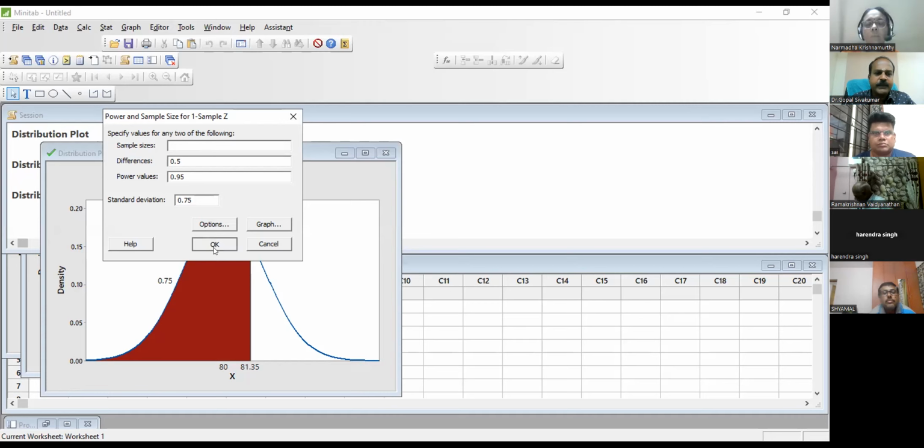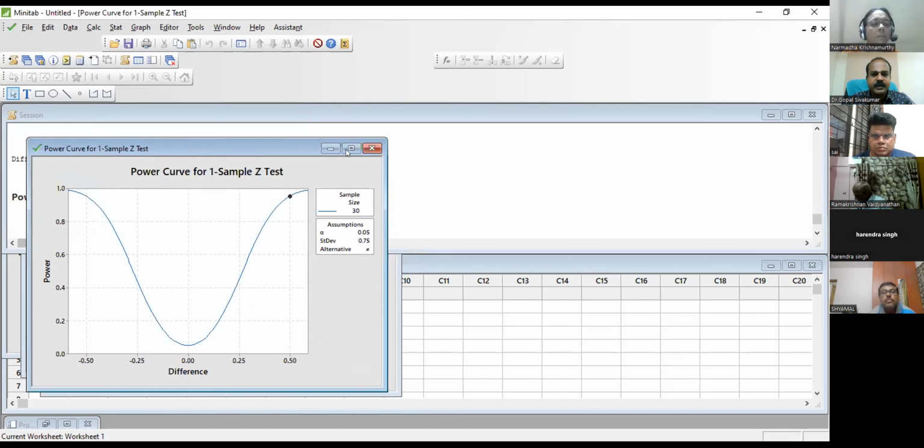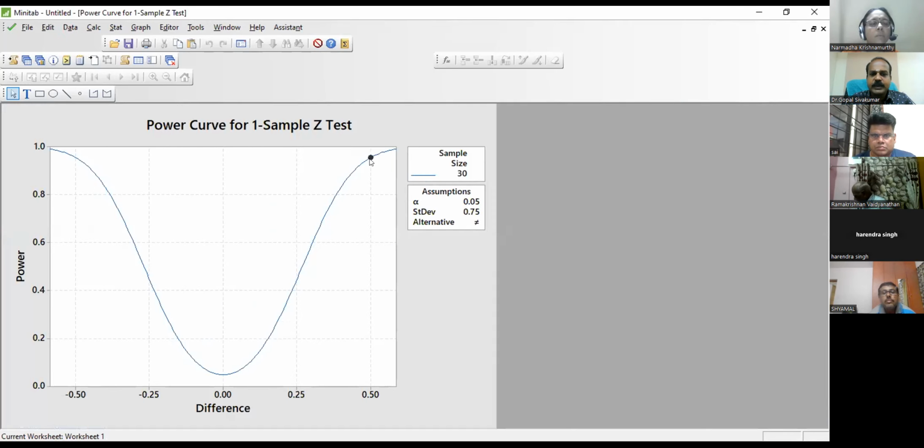So I give okay. And now can you see a curve called power curve? What is Minitab now telling me? How many samples are required to prove a difference of 0.5 as a significant difference because of the new process? In order to validate your claim, minimum sample size required is 30. All of you are with me?